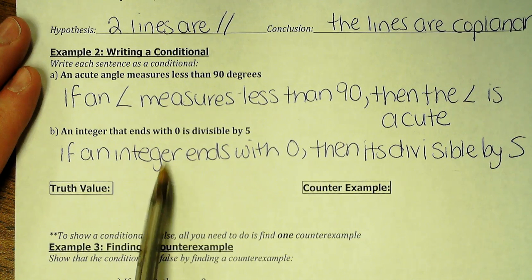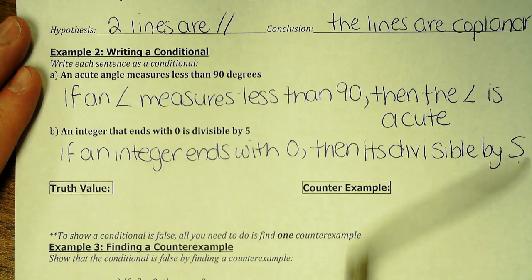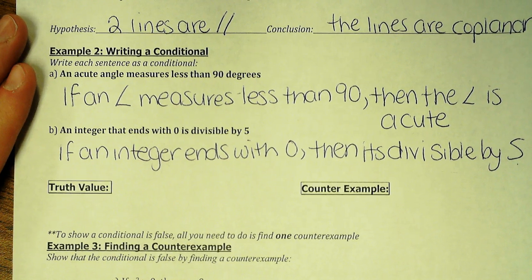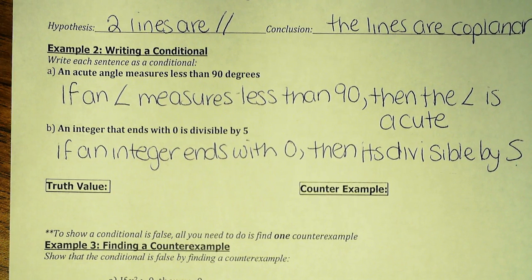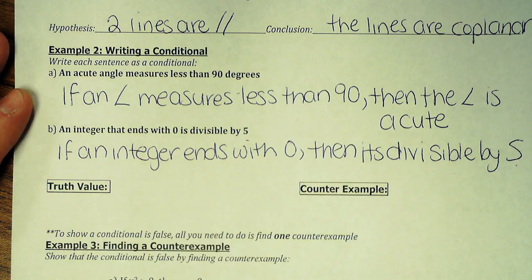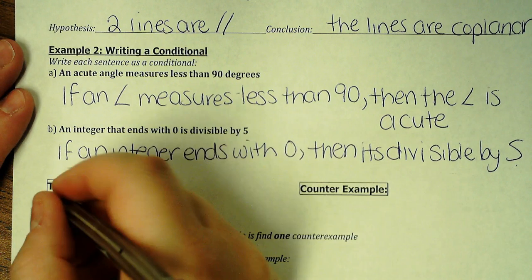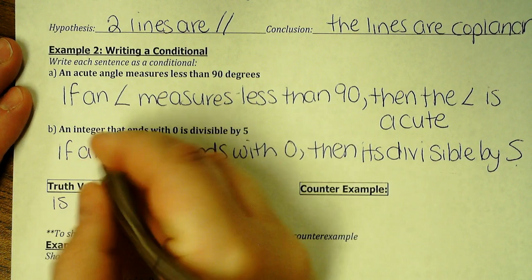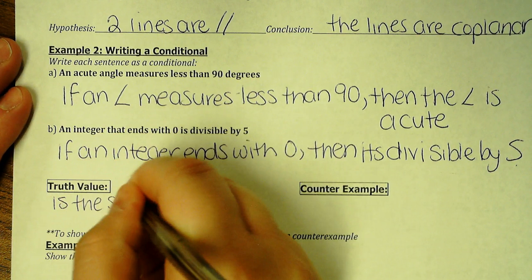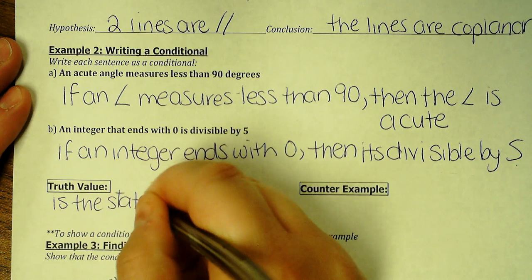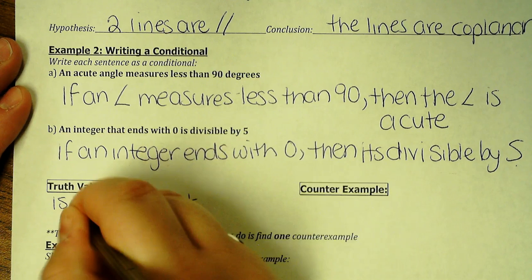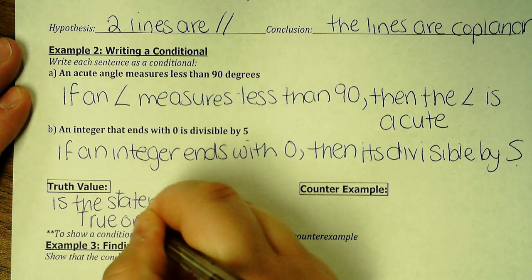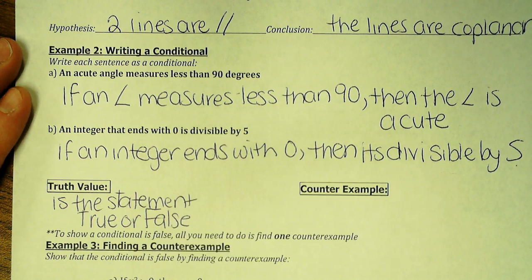The beginning part is the condition. If this happens, then this happens. Now, we're going to talk about this right now. These statements are not always necessarily true. We can write these sentences all that we want. And so we come into play here with the truth value. This is just, is the statement actually true or false?